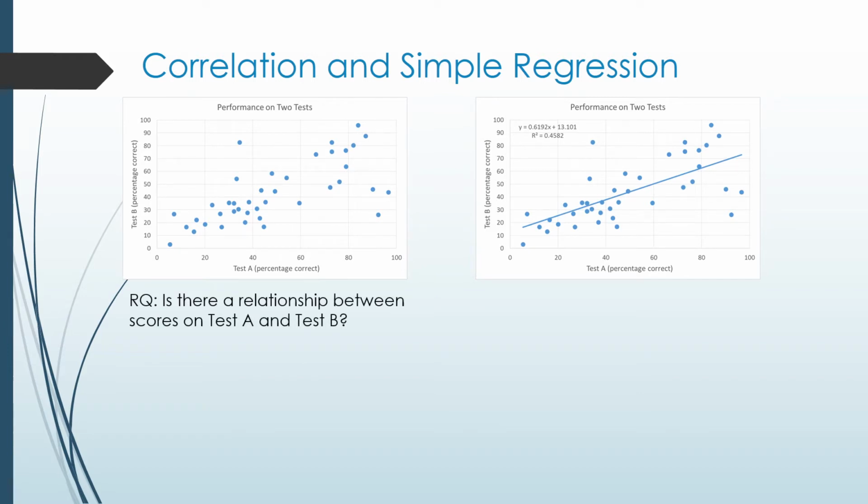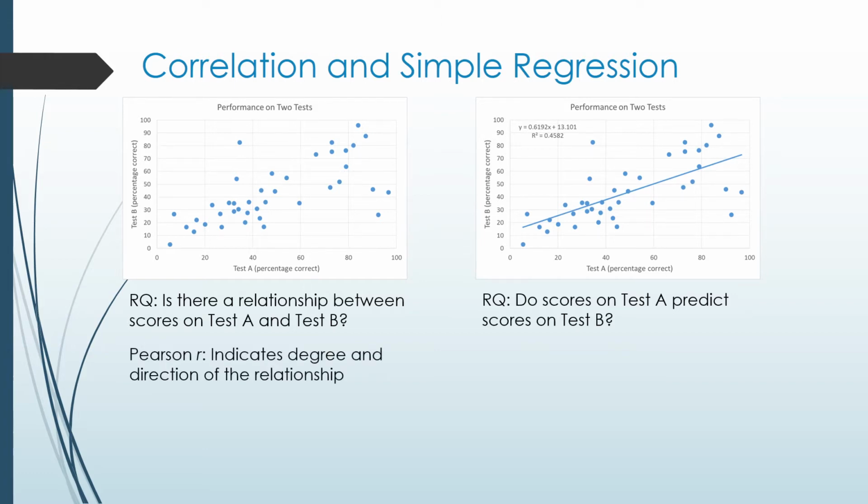Just taking a look back at the correlation, basically your research question is, is there a relationship between scores on test A and test B? Correlation is concerned with whether or not there's a relationship between two variables. On the other hand, the purpose of simple regression, you recall, has to do with prediction. So the research question for regression would be, do scores on test A predict scores on test B? Can you use scores on one test to predict the scores on the other? That seems like a pretty useful type thing to have the answer to.